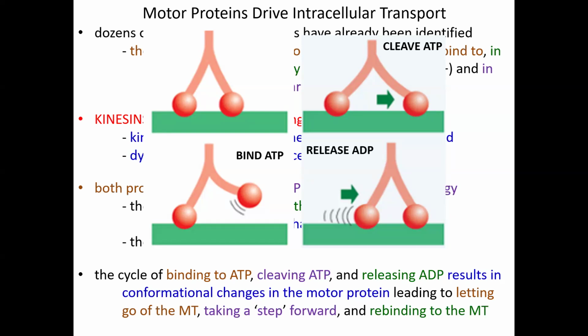Bind to a new ATP. Lift this leg up and move it forward. Cleave that ATP to ADP, plant that foot down a little bit ahead, release that ADP, drag the back foot forward. Each of this is a cycle of steps. This is how kinesin and dynein walk.